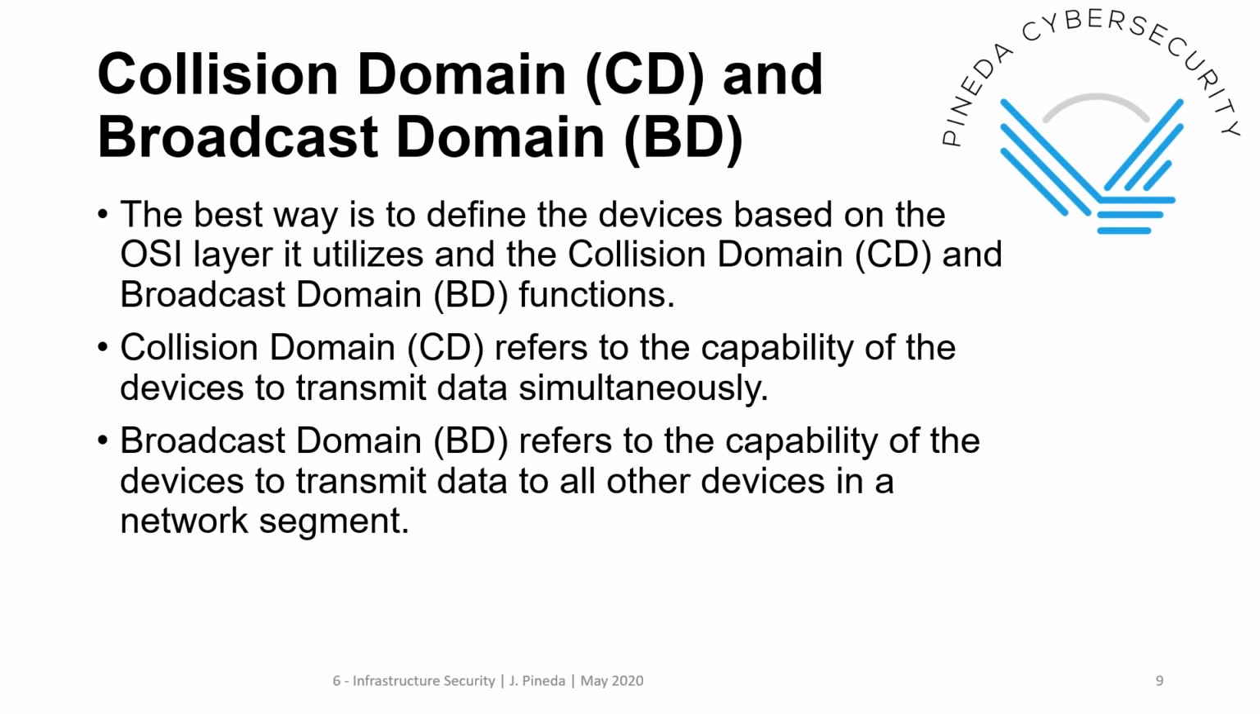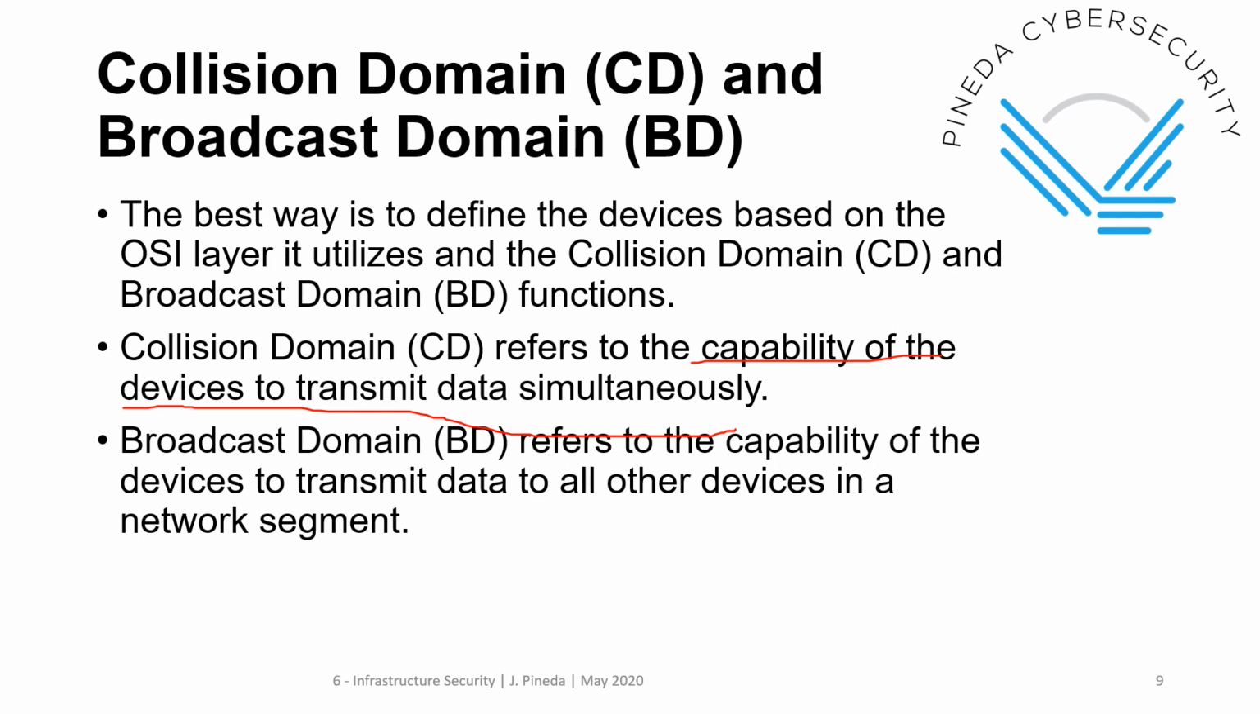Okay, so when we say collision domain, it refers to the capability of the devices to transmit data simultaneously. So if there is one collision domain, it means that only one device can send at a given time. And if multiple devices will send, then no data will be sent. So it will crash. So there will be a collision.